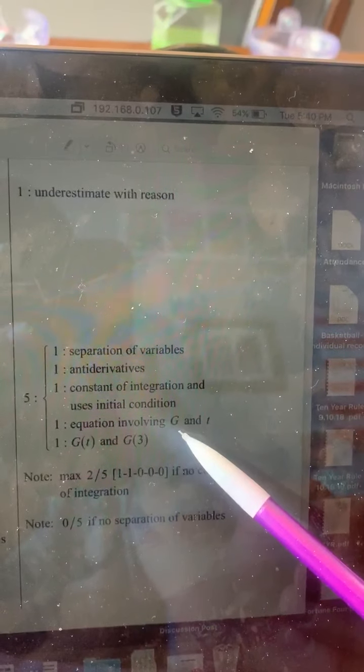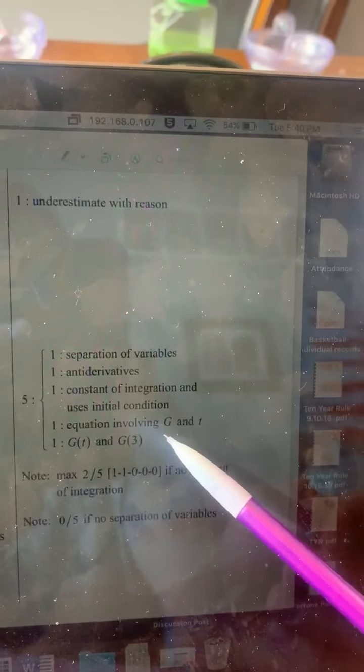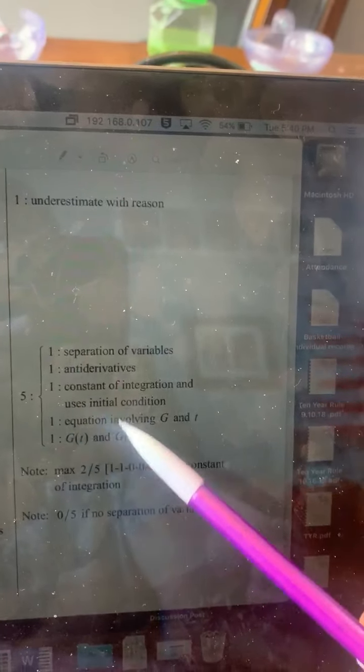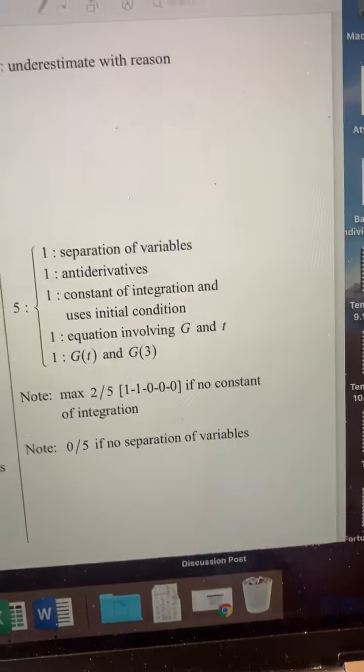If you have an equation involving g and t, so literally an equation that says g of t, then you get 1 for that. So you can see that's a boatload of points. You want to make sure that you're on top of that if it's ever asking us to separate variables. There's a lot of points to be had here.